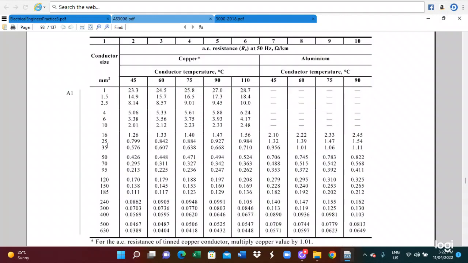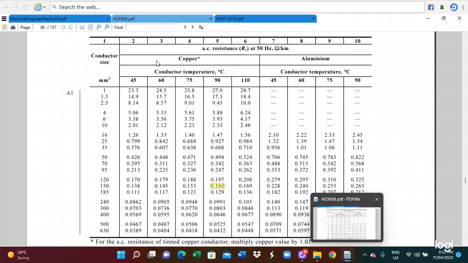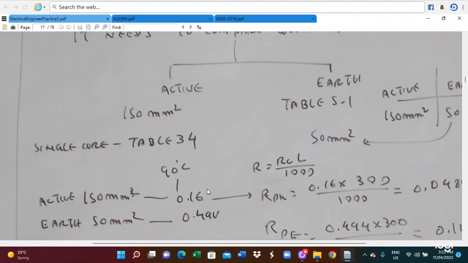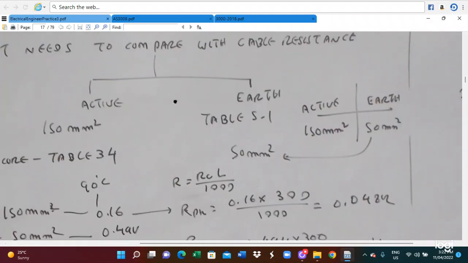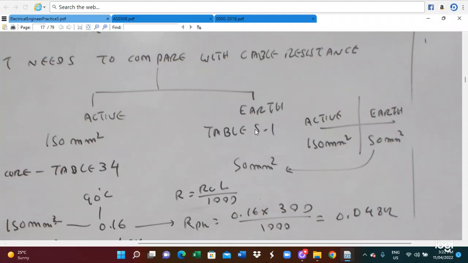So 150 millimeter square and 90 degrees centigrade, so we got 0.16. So the RBA 0.16 multiplied by 300 and divided by 1000, you get 0.048. And also the earth wire side. Earth wire is not given. So therefore we have to find out from table 5.1, because the active wire is 150 millimeter square, the earth wire side needs to be calculated.